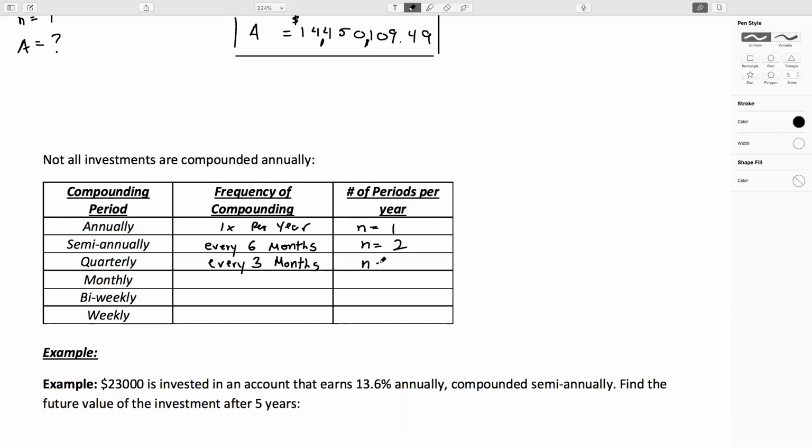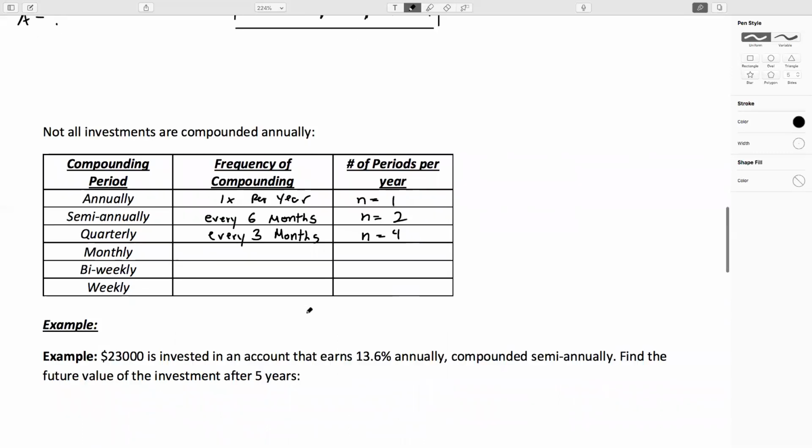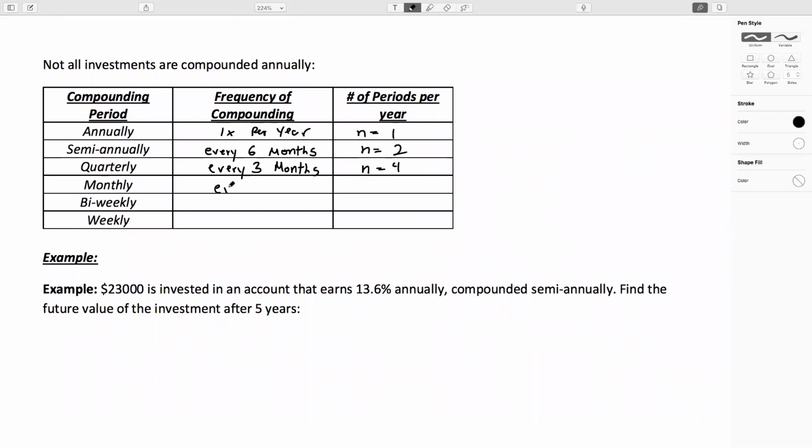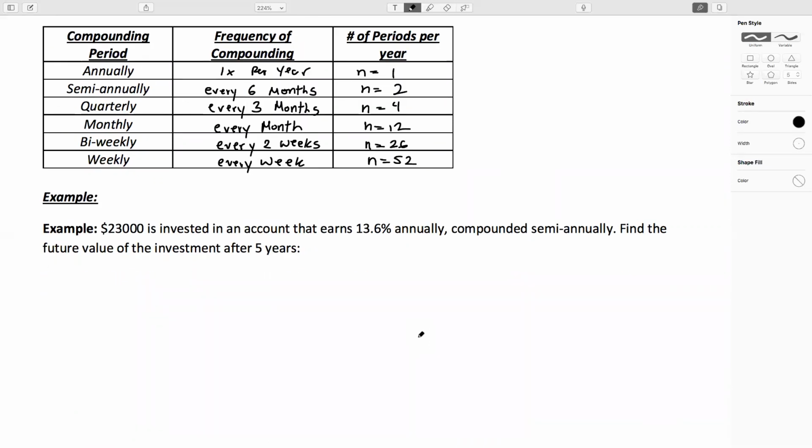And so n equals 4. It splits the year into quarters. Monthly is going to be every month. In this case, n equals 12. Bi-weekly is every 2 weeks. In this case, n is going to be 26. And weekly, I think that you know what that means, it's every week. And n equals 52. You can also have daily compounding and things like that.